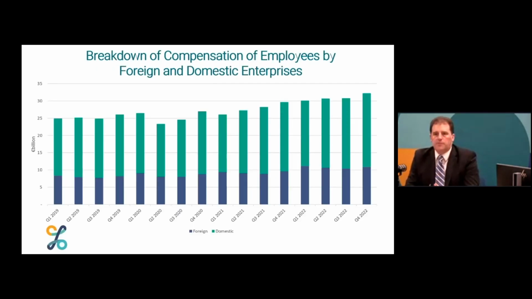This is in current prices, but the shares on this are important. So the share of the wage bill for MNEs or the foreign sector versus domestic, this remains at 34%. So the proportion of the wage bill paid by foreign firms versus domestic remains at 34 to 66%.